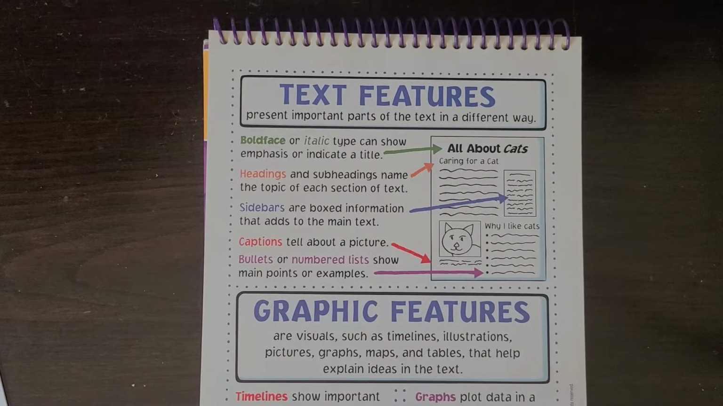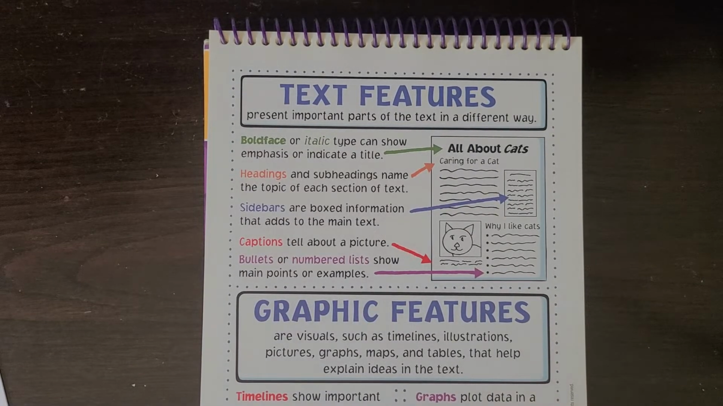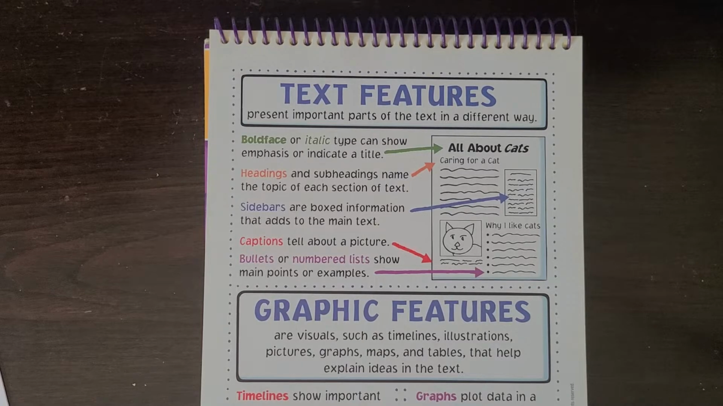Hi guys, today we are going to be talking about text features and how text features help us with informational text. So your objective today is that you will be able to use text features such as graphs, pictures, captions, diagrams, timelines, headings, and such to support your understanding of an informational text. Also, you will be able to explain the author's use of graphic and text features to achieve a purpose in an informational text. So in front of you is the anchor chart for text features and graphic features.